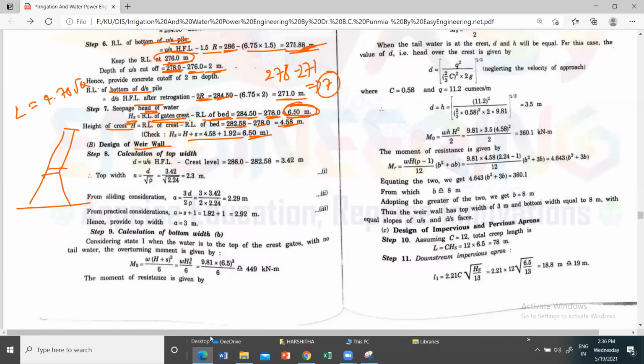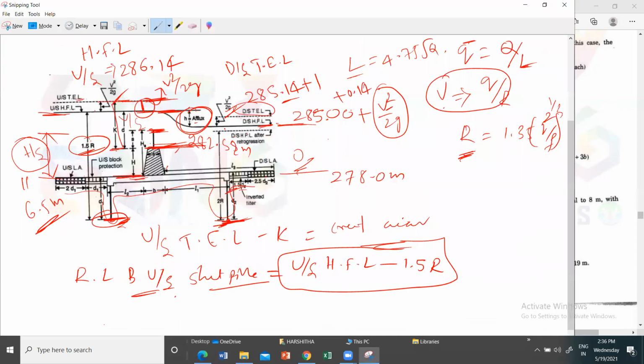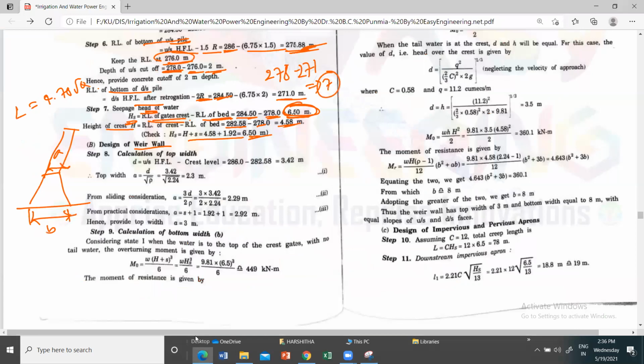We need to decide the top width of the weir as well as the bottom width of the concrete weir. Top width can be calculated from this formula. You can see here: this is the top width A, and this will be the bottom width B. Length is L, which is not visible in this longitudinal section. In the longitudinal section we can see only the top width and the bottom width. Top width is equal to d by root rho.